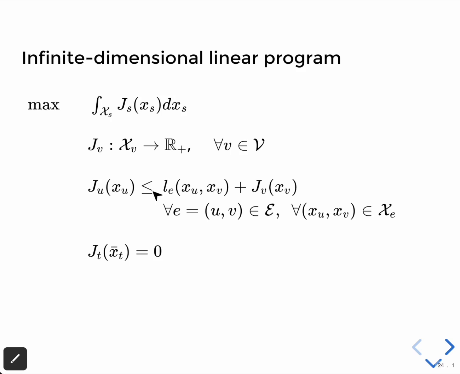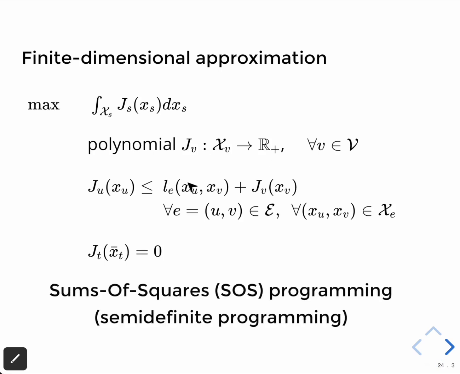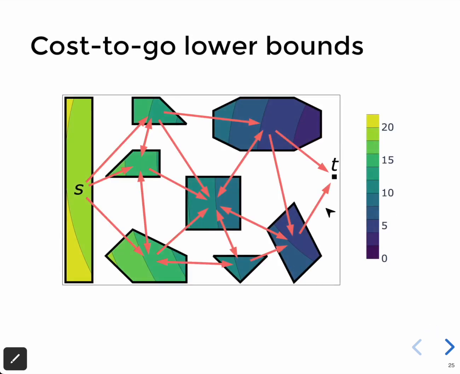So we're going to need to come up with a finite dimensional approximation of this program. And we'll do so using semidefinite programming. We'll instead search for polynomial functions over every vertex, and we will assert this constraint by using sums of squares programming, where we'll be able to ensure that this inequality is valid over all corresponding points. For details, again, we invite you to see the paper. Once we solve the semidefinite program, we get these cost-to-go lower bounds. Shown here is the heat map over the quadratic lower bounds.